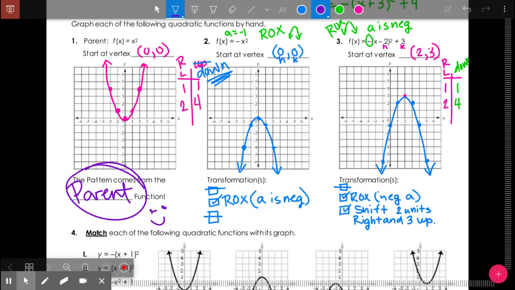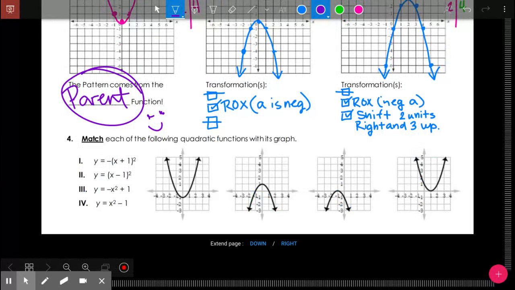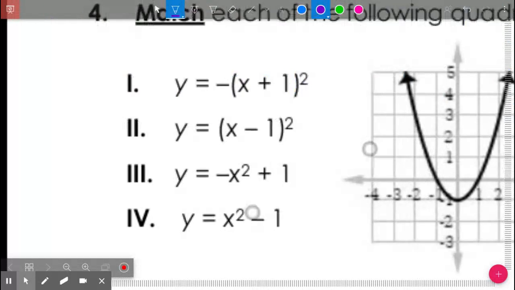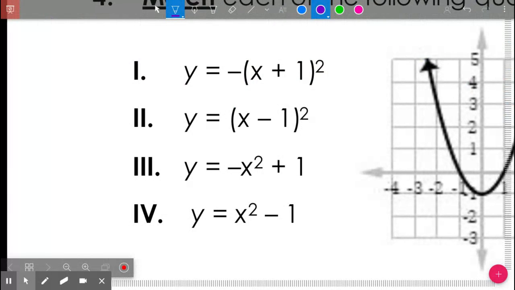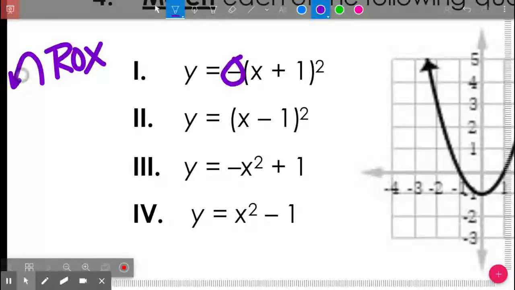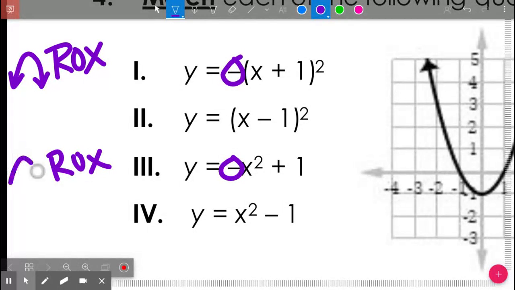Okay, now we have to match these functions with their graphs. So wherever we have a negative A value, then we're going to get a reflection. So let's look at these equations. Here on number 1, I have a negative A value, so I will have a reflection. That means my parabola will open down like a frown. Okay, on number 3, I have a negative A value, so I get a reflection. My parabola will open down like a frown.